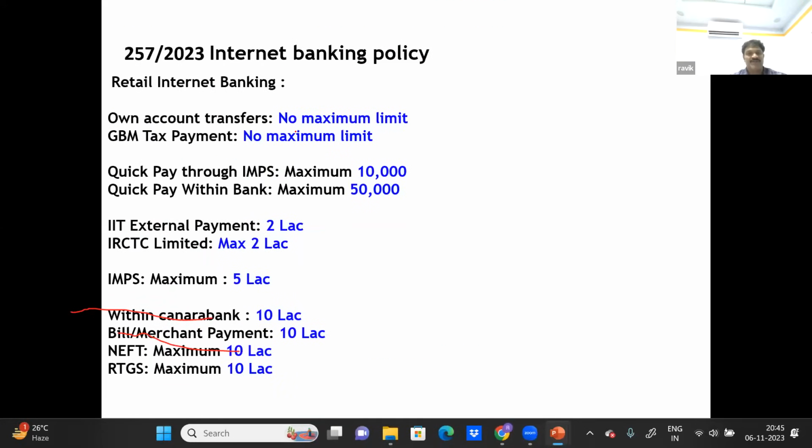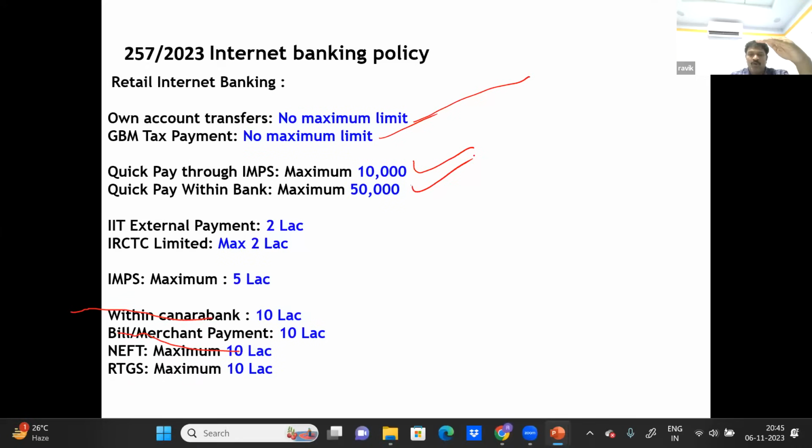Internet banking transactions. I have kept the transaction limits in internet banking in such a way that you can read them. Account transfer, no maximum limit. GST tax payment, no maximum limit. Then quick pay. Through IMPS, it is 10,000. Within the bank, it is 15,000. Quick pay through IMPS 10,000, within bank 50,000.